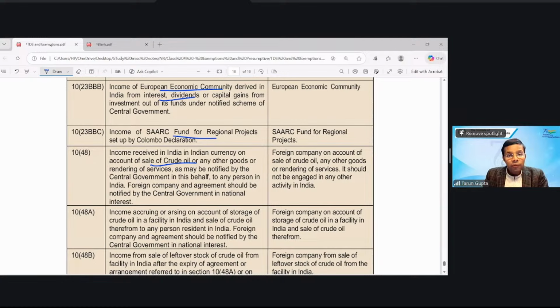So it says if the foreign company is selling crude oil in India, we don't have much oil. We are depending upon foreign countries. There is a lot of import of crude oil in India. So if the foreign company is selling crude oil in India, then the income of such foreign company shall be exempt from this activity. To any person in India, the foreign company agreement should be notified by the central government. The agreement should be notified.